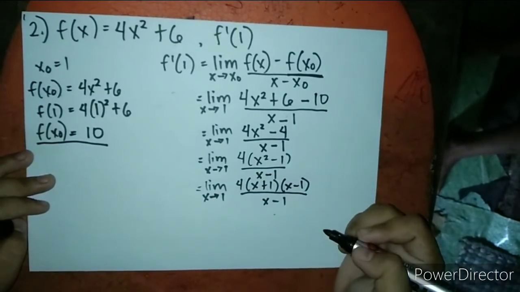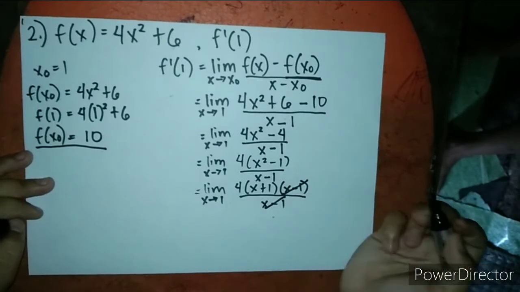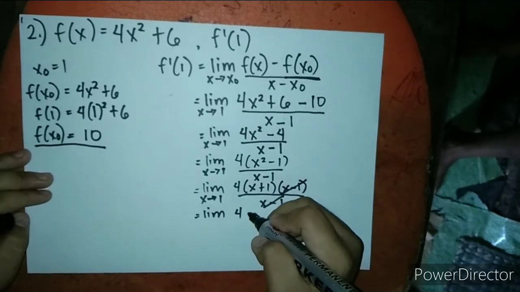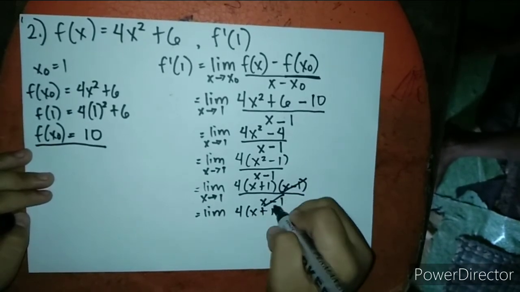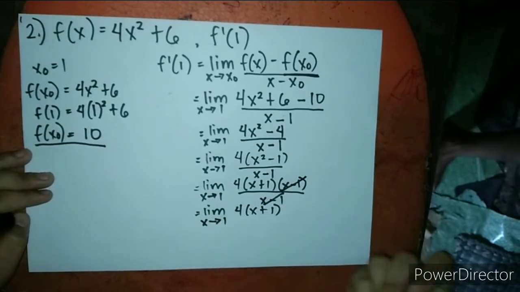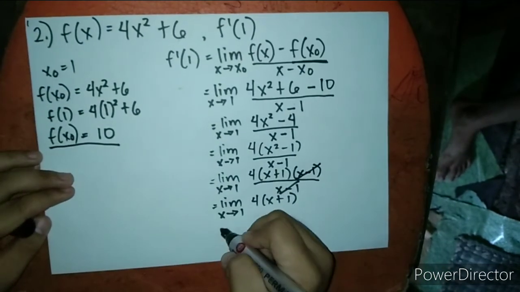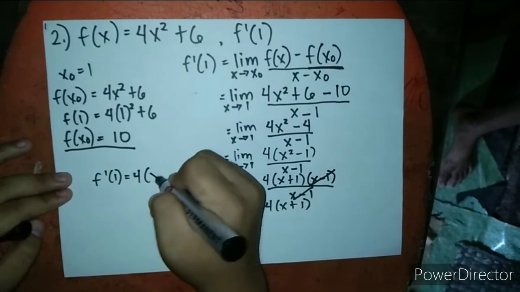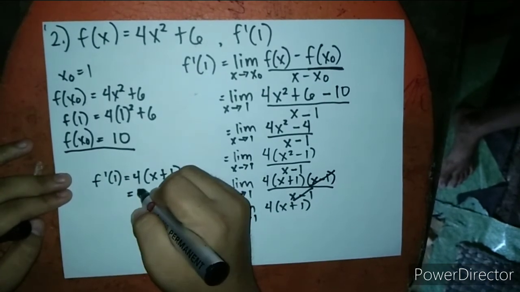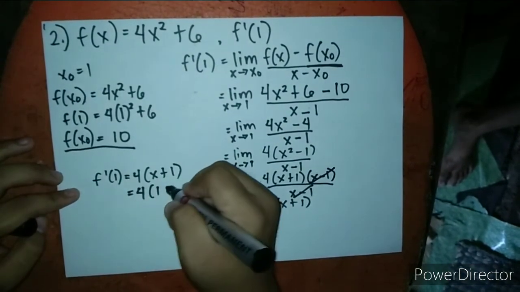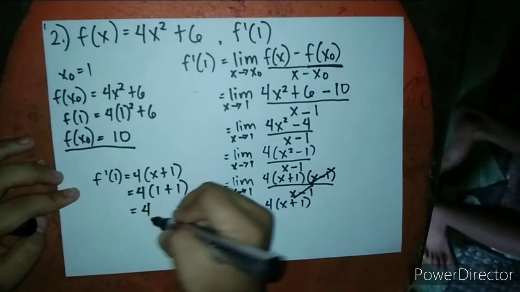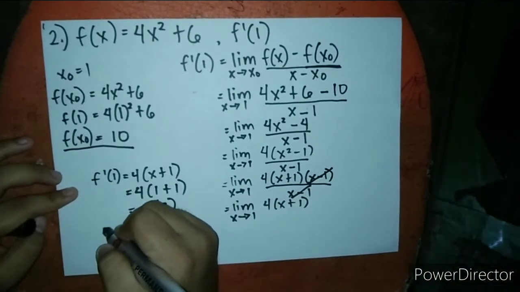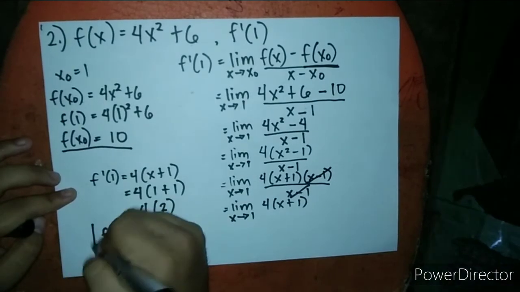So, meron na ba tayong pwedeng i-cancel? Meron na. Cancel na natin to. So, ang matitira is limit of 4 times x plus 1 as x approaches 1. So, pwede natin makuha siya. Dito na tayo. f prime of 1 is equals to 4 quantity x plus 1. So, 4. Ano ba x natin? 1, di ba? 1 plus 1, 2. 4 times 2 is equals to 8. So, ito ang ating f prime of 1: 8.